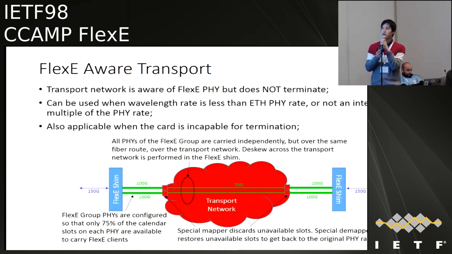And the last scenario we are going to have is the FlexE Ethernet aware transport. So in this case, the transport network is also aware of the FlexE, but different from the previous use case, it does not terminate the service. So this can be used in two different scenarios. The first scenario is when the wavelength is less than the Ethernet PHY rate, saying that if this is not 100 giga, it is 75 giga, we need to use this mode. Or when it is not an integral multiple of the PHY rate, say 150, something like that. So we need to use this FlexE aware transport mode to operate.